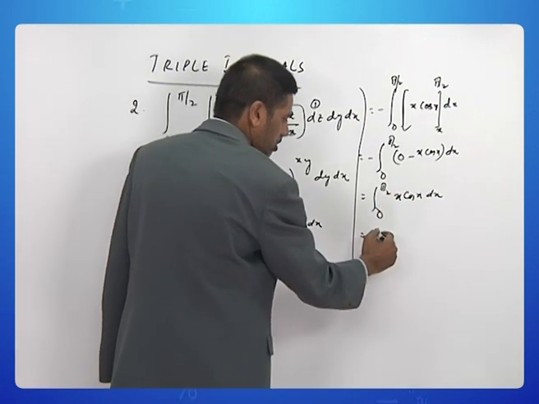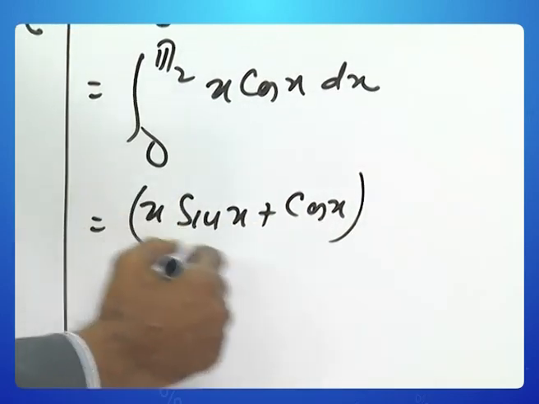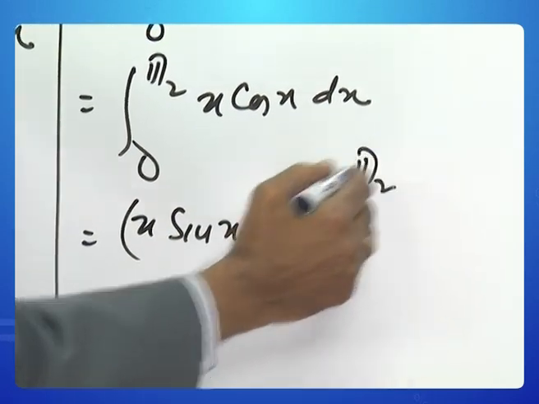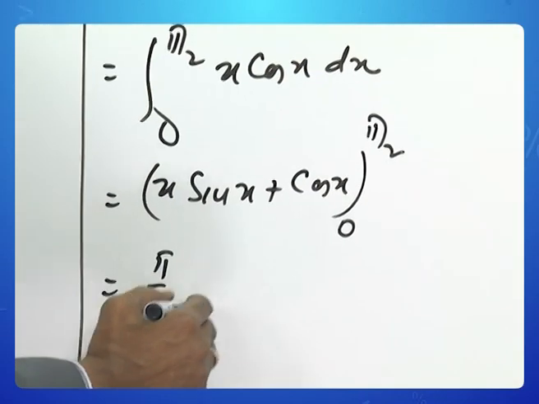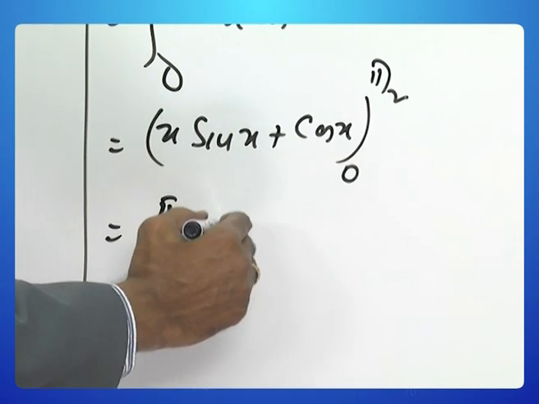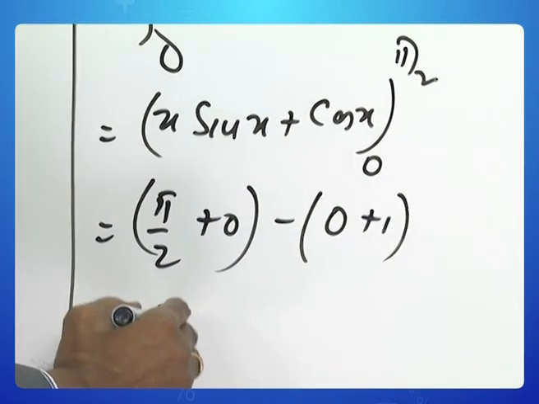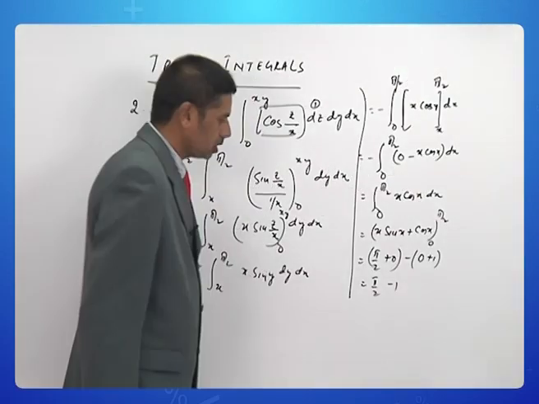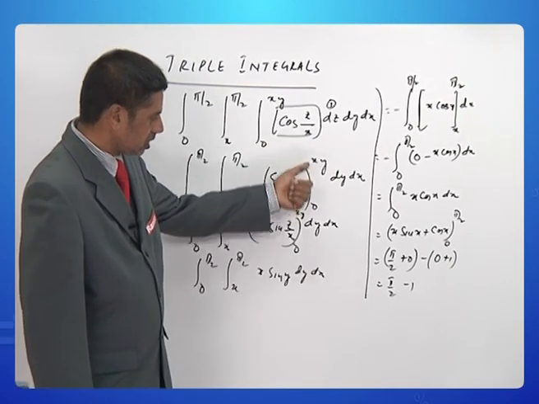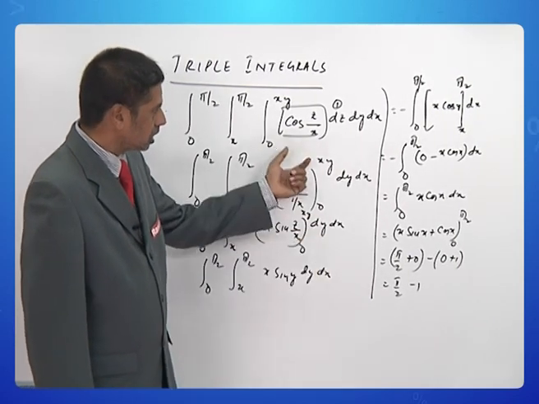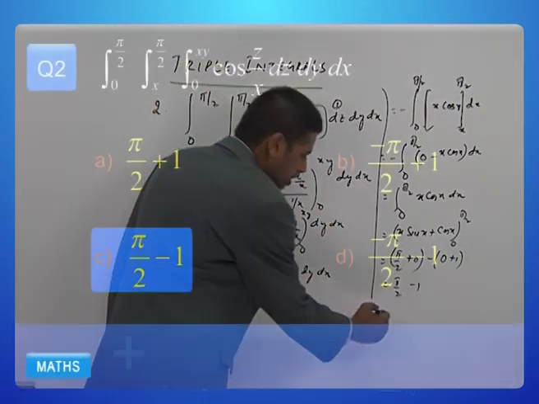And if you integrate by parts, you will get x sin x plus cos x from 0 to pi by 2. So this will give us pi by 2, sin pi by 2 is 1, plus 0, minus of 0 plus 1. So pi by 2 minus 1 is what we get. So as you can see, the challenge is only here. After that, it's all very, very simple. But still this can be challenging for some students. So the correct option for this problem is C.